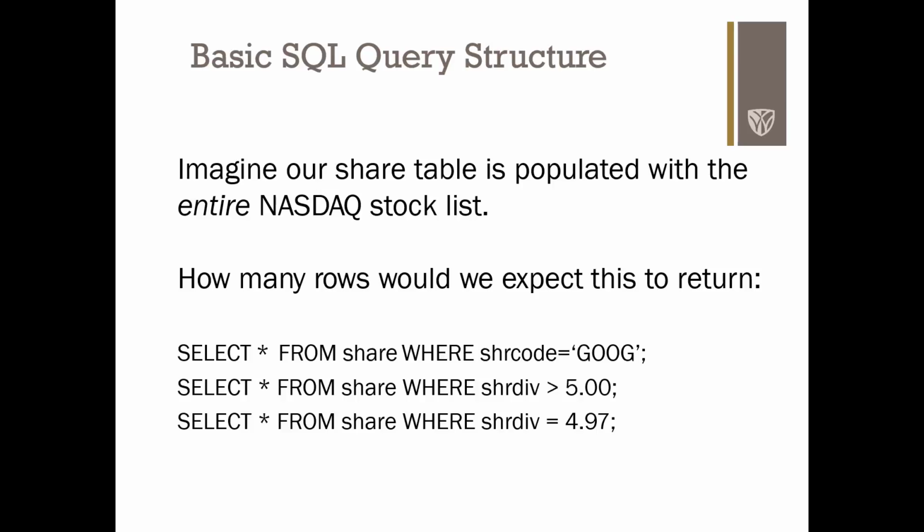Let's take a look at the second one. Select star from share where share div greater than $5. How many rows would we expect this to return? Well, we don't know the exact number, but given that there's a large number of shares within the NASDAQ stock list, we could anticipate that this would be a very large number. What about the third one? Select star from share where share div is equal to 497. In this case, it's only going to return some small number of shares that just happen to have a share dividend equal to $4.97.